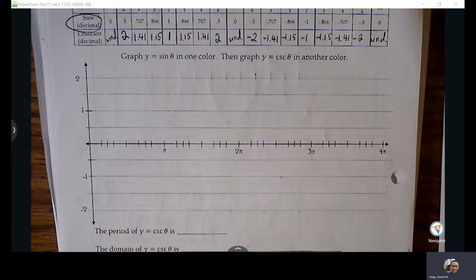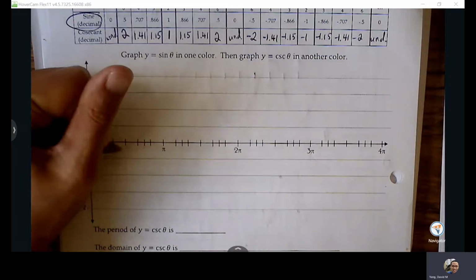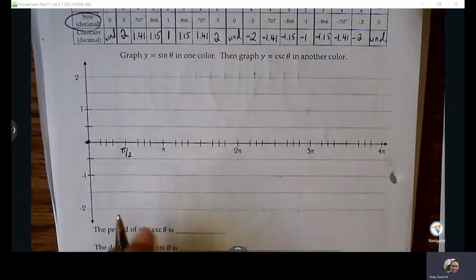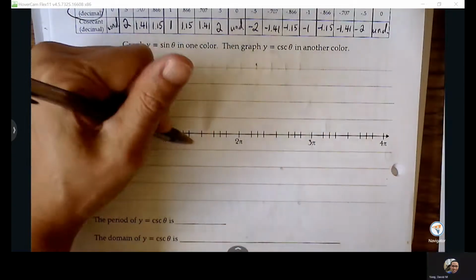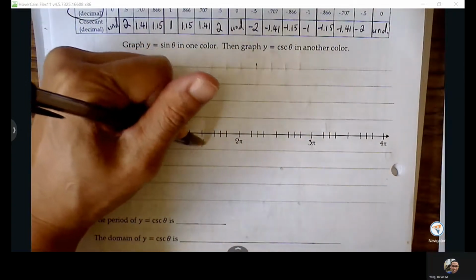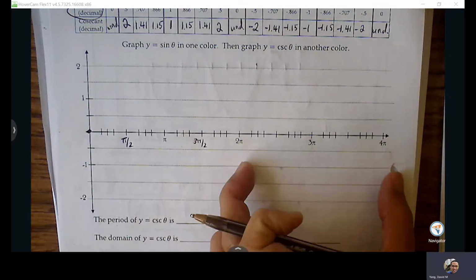Because the sine graph is not really the graph that we're after, but it will provide a very nice boundary and allow us to know where to put the cosecant graph. Again, I'm going to identify the important values though. So 0, pi over 2, pi, 3 pi over 2. Okay, so that's 1 period of my sine function. I'll repeat the process.